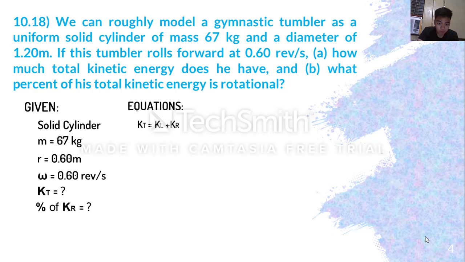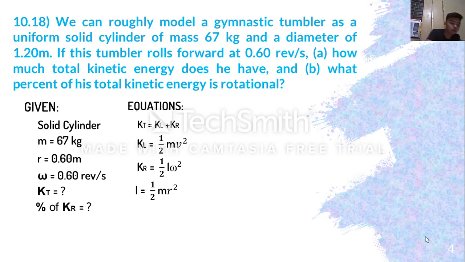So the equations. We have the total kinetic energy is equal to the linear kinetic energy plus the rotational kinetic energy. The linear kinetic energy is equal to 1/2 mv squared, where v is the velocity. Our rotational kinetic energy is equal to 1/2 inertia times angular velocity squared, and our inertia is 1/2 mr squared, since it's a solid cylinder. Now for the solution. Let us first solve our kinetic energy for rotational. So we substitute the I with 1/2 mr squared.